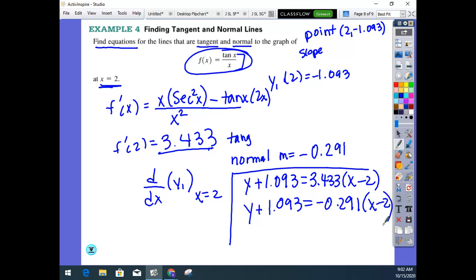Although I just wanted you to have practice on finding the derivative by hand. And this is really helpful. On tests and quizzes, you're going to have to find this by hand, even if you use the calculator to find the final answer.